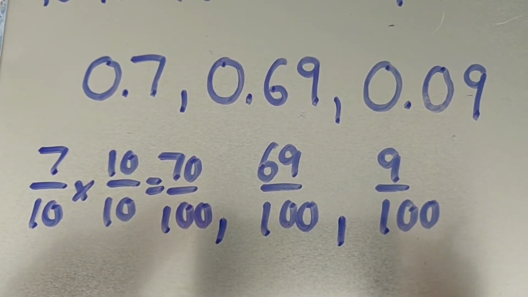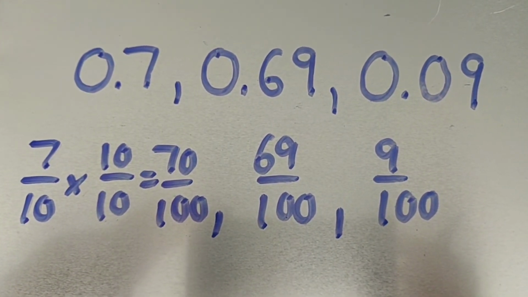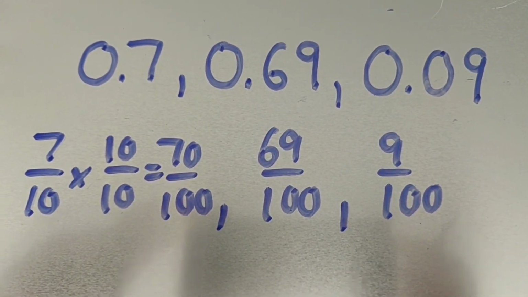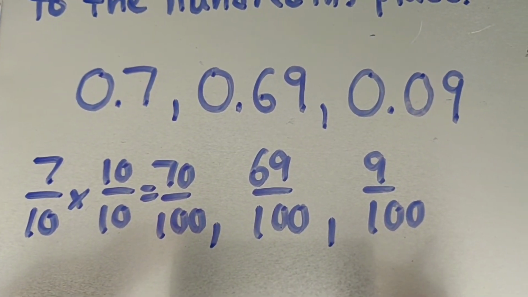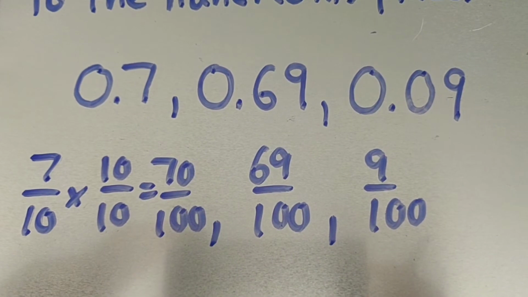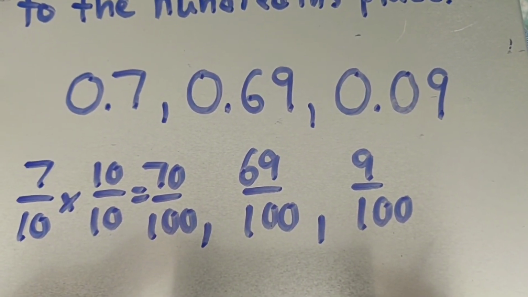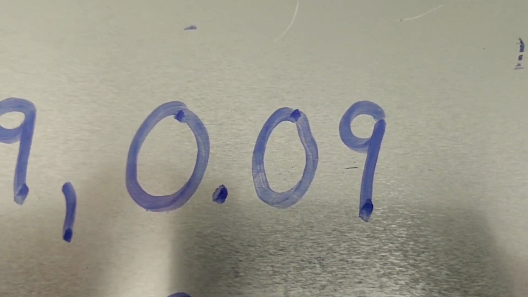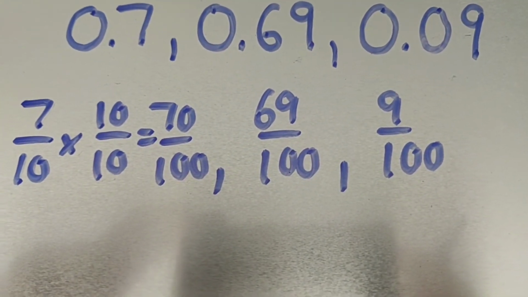So hopefully you recognize that 0.7 is 7 tenths, and then you expressed it as a fraction with a denominator of 100, or 70 hundredths. The same thing, 7 tenths and 70 hundredths and 0.7. Then you saw that 0.69 is 69 hundredths. Don't have to do anything to it. And hopefully you noticed that 0.09 has nothing in the tenths place, but a 9 in the hundredths place. So you wrote that as 9 hundredths.